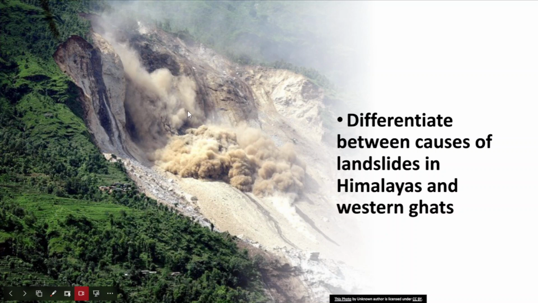They cause landslides. Landslides very often disrupt connectivity. Apart from disrupting connectivity, landslides also result in rivers changing their courses, floods, and also heavy human losses and infrastructural losses. So, in this context, the question asks us to differentiate between the causes of landslides in the Himalayas and Western Ghats. So, what exactly are the causes of landslides in the Himalayas and Western Ghats?